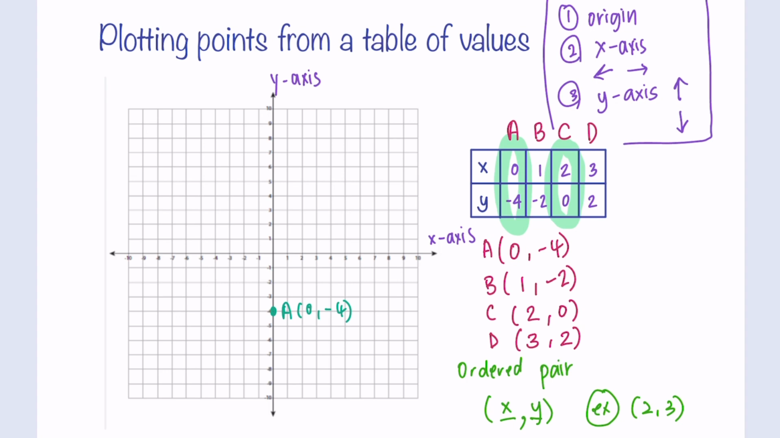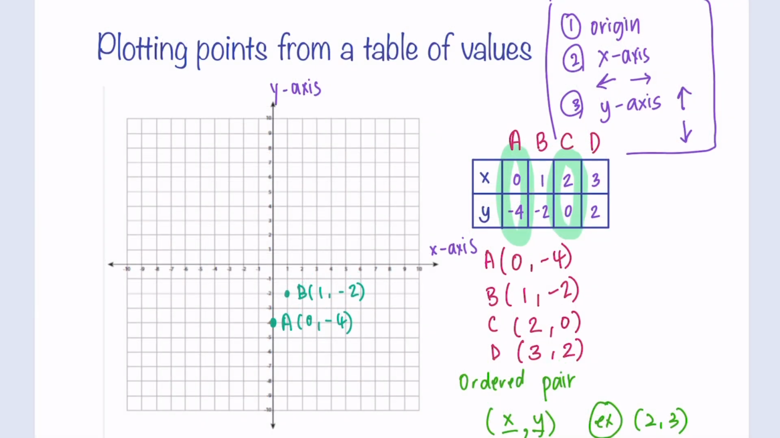Point B has the coordinates (1, -2). So starting at the origin, 1 along the x, so 1 towards the positive. Then I need to move 2 steps along the y, and it's a -2, so it means I need to move 2 steps downwards. So here is the point, and so this would be point B. And the coordinates are (1, -2).